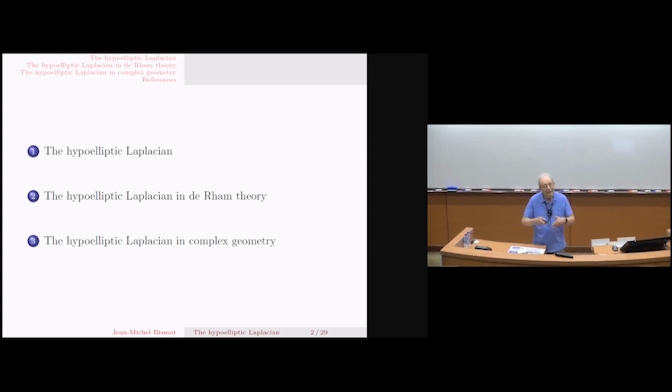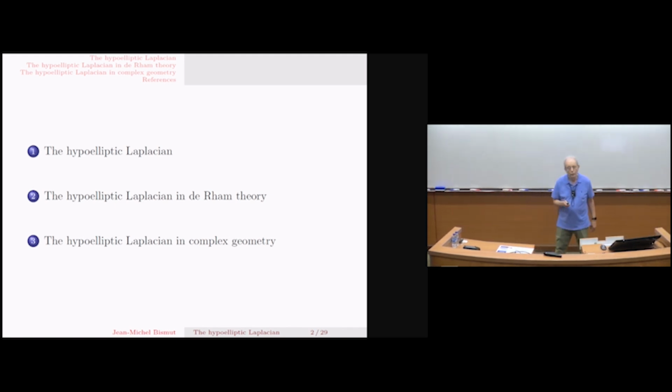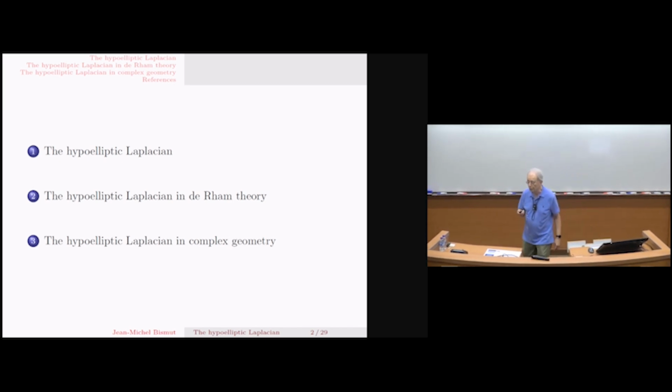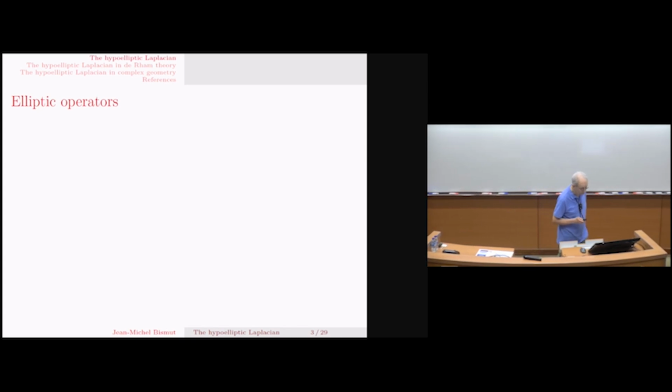Now, the applications have been given in 3 different fields. It doesn't mean that it's always the same machine. The machine is adapted to the geometry that you're considering. And I will illustrate this in 2 contexts. One which is relatively simple, which is de Rham theory, Hodge theory for the de Rham complex, and also in the context of Dolbeault theory.